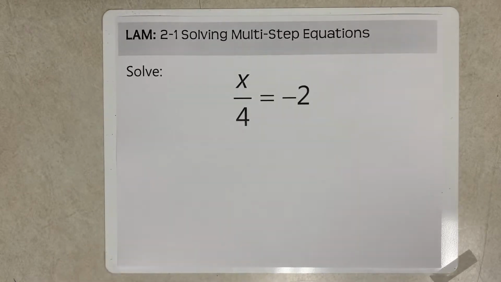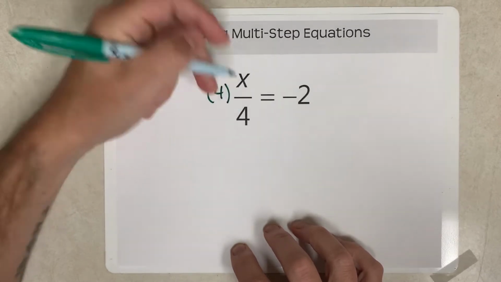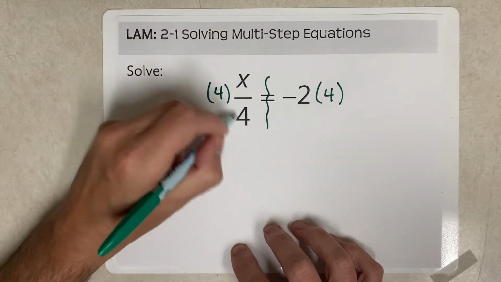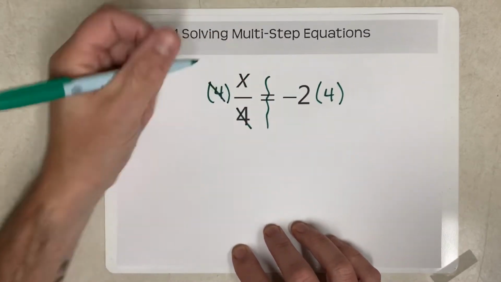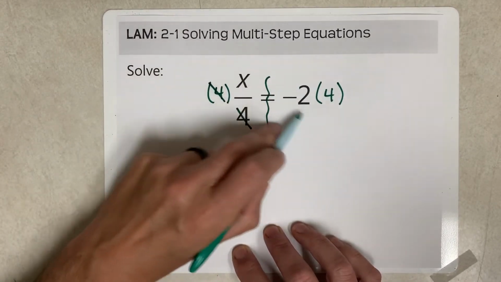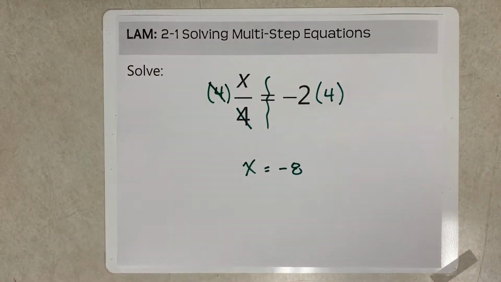All right, so now we have this one. This one has some division in it. So how are we going to handle that division? Well, this time we need to get rid of that 4. How do we get rid of the 4? I'm going to multiply both sides by 4 because it's being divided. So I'm going to do the opposite operation. These two 4s are actually multiplicative inverses. They cancel out, and whatever's up here just drops down, equals whatever this turns out to be. 4 times negative 2 is negative 8. And so for that one, that's our solution: negative 8.